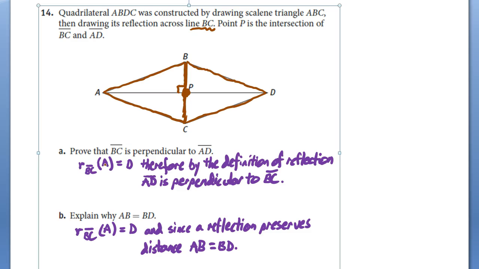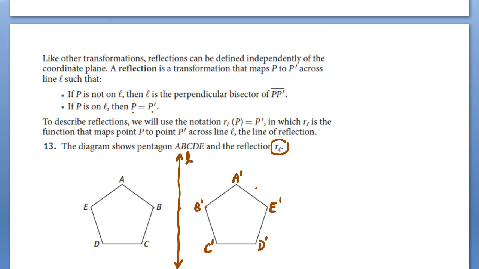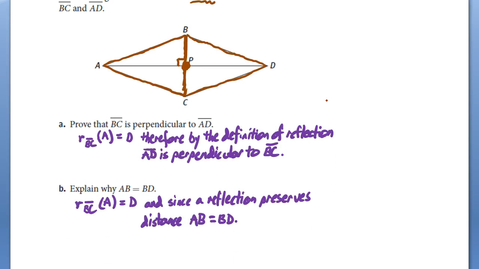The reflection of point A over line BC is point D. What we're saying is that point D is the reflection of point A. And therefore, by the definition of reflection, AD is perpendicular to BC. Where I'm getting that from is this definition from earlier, this part right here, the first dot of the part. If the point is not on the line of reflection, and point A was not on the line of reflection, then that line is the perpendicular bisector of this.